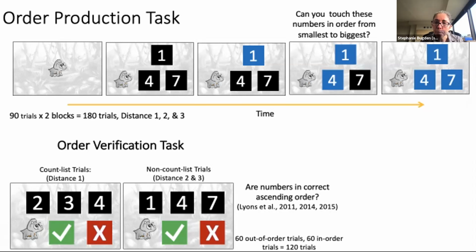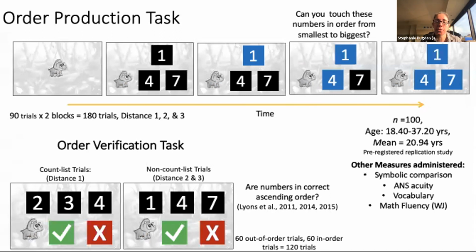So we'd expect similar patterns of results for both production and verification tasks. However, if the production task activates analog magnitudes, we might expect canonical distance effects. I do want to note that participants did complete the mixed, or not in order, trials and the order verification task, but I'm going to focus less on those trials today. Participants did complete other tasks, but I don't have time to discuss those findings, as I wanted to focus more on the child data.